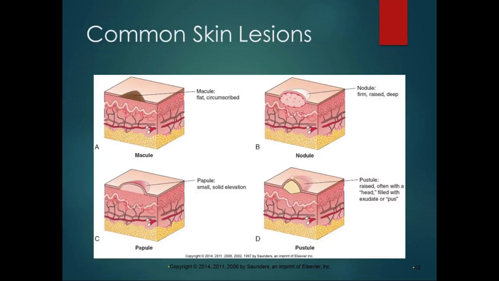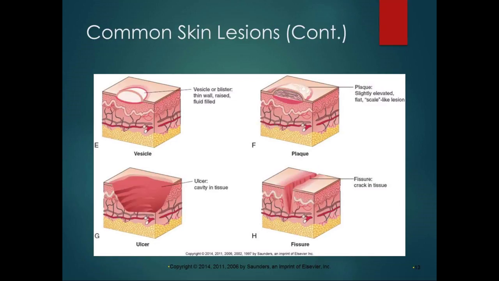So here are some of our common skin lesions, and this is from figure 8.2 in the text on page 145. A macule is a flat, circumscribed region. A nodule is a firm, raised, deep region. A papule is a small, solid elevation. A pustule is raised, often with a white head filled with exudate or pus. That sounds lovely, right? There was going to come a time when we'd have to start talking about pus.